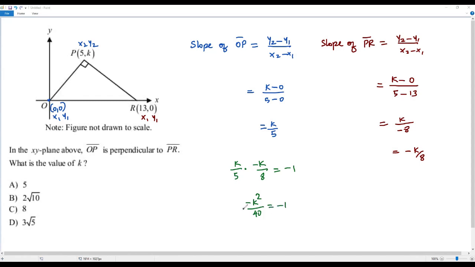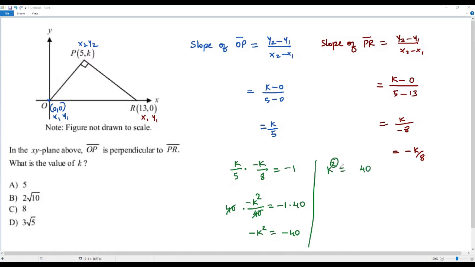Now let me multiply both sides of this equation by 40. When I do so, this 40 will cancel out. I'm getting negative k squared equals -1 times 40, which is negative 40. Now to get rid of this negative sign, we can multiply both sides of this equation by -1. When I multiply this by -1, I get a positive k squared. When I multiply negative 40 by -1, I get positive 40.